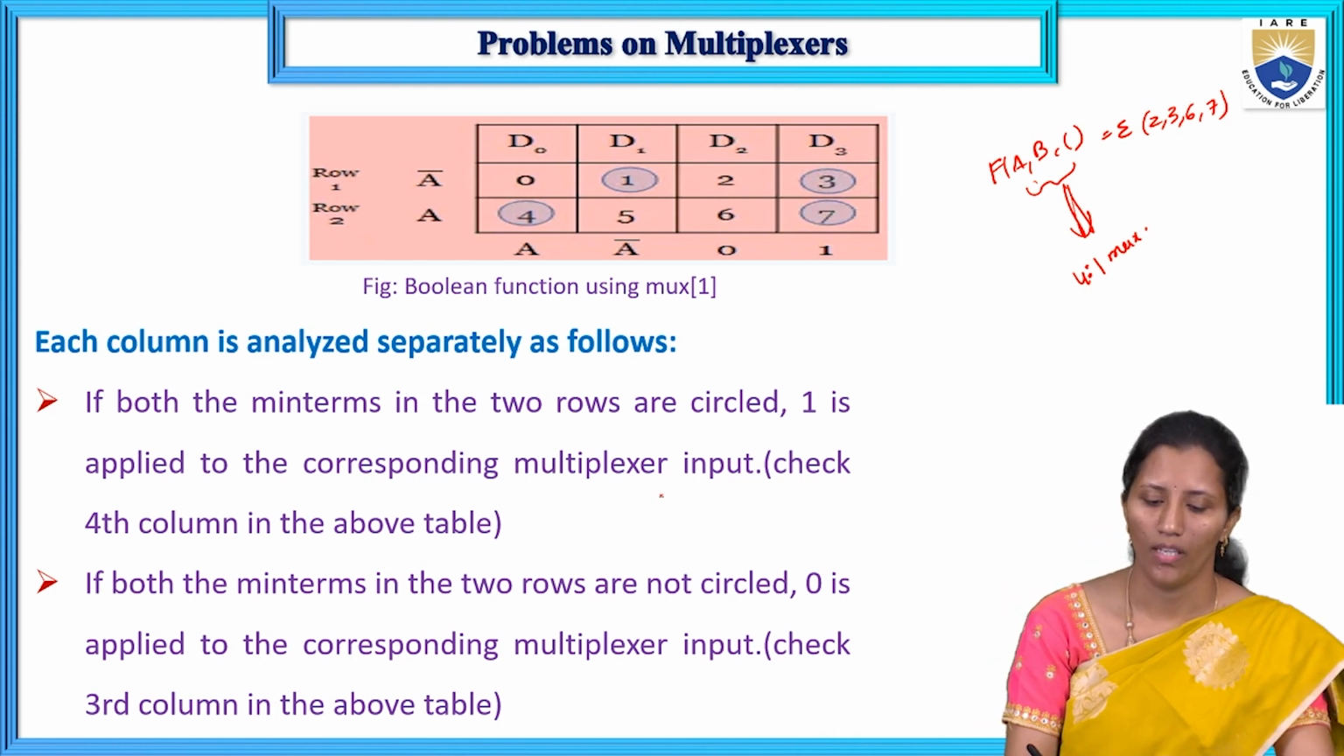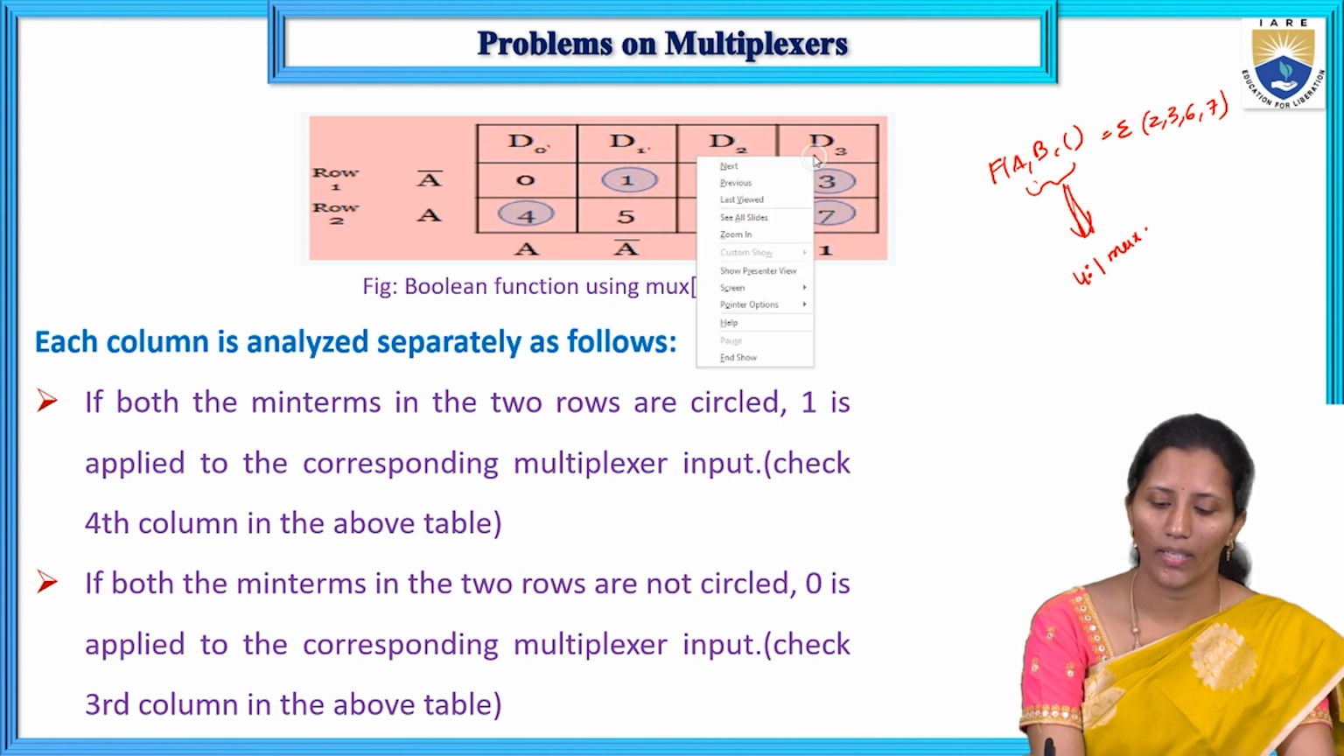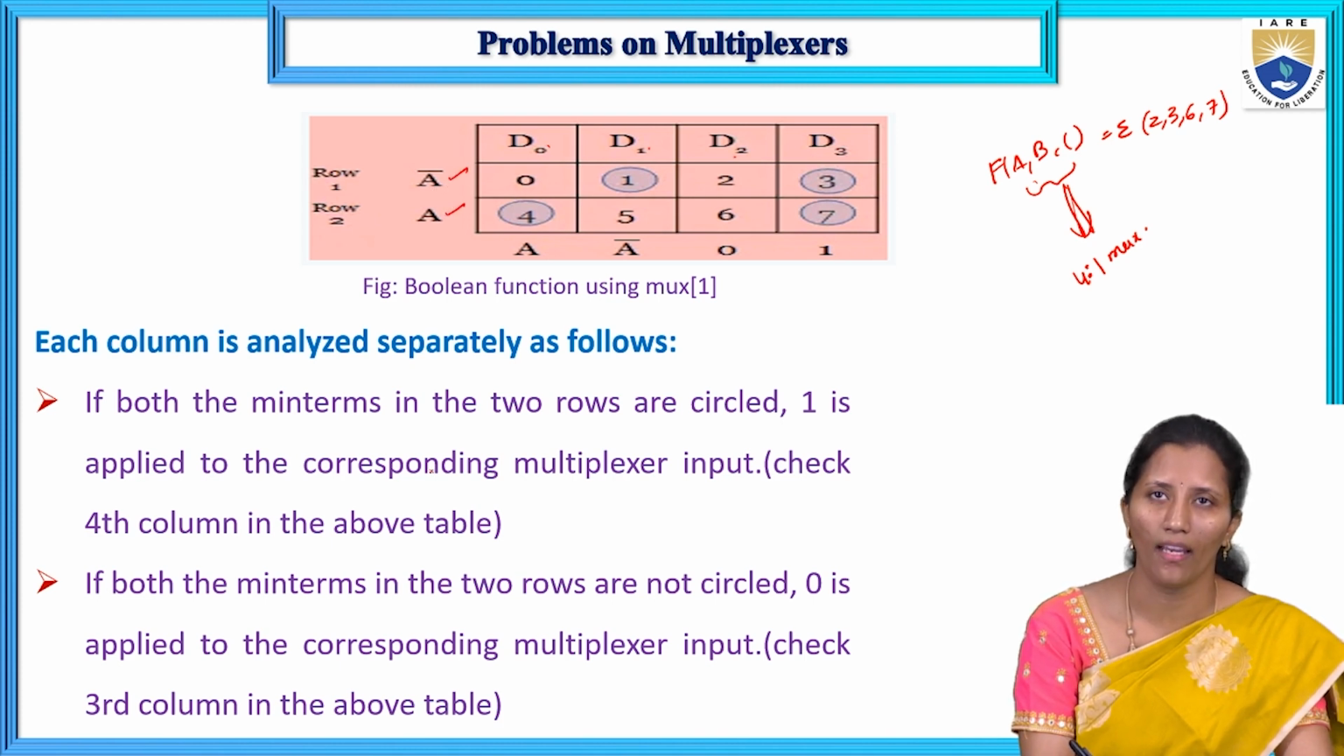implementation table. So in this table, in a 4:1 multiplexer we have only 4 inputs, which I am taking as D0, D1, D2 and D3. Okay. So in the first row, we have to write A complement, so A bar. In the second row, we have to write A. And the values we have to write here are 0, 1, 2, 3, 4, 5, 6, 7.